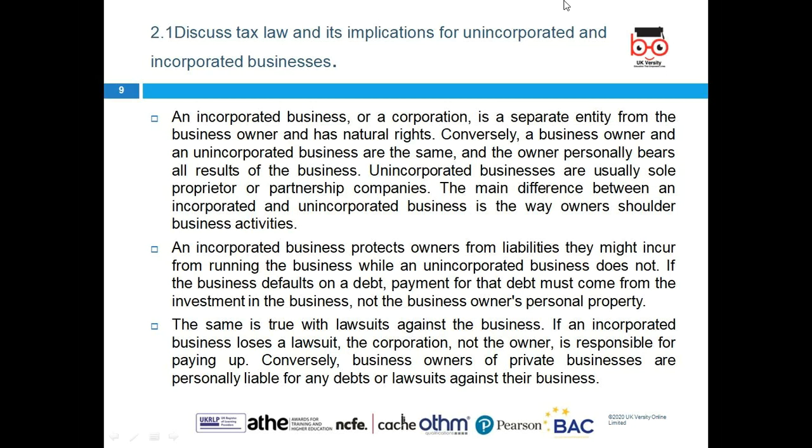So that's all about it. The same is true with lawsuits against the business: they are not against the individuals. If you are incorporated, the lawsuit is against the business; if you're unincorporated, it can be against the individual. Any questions?